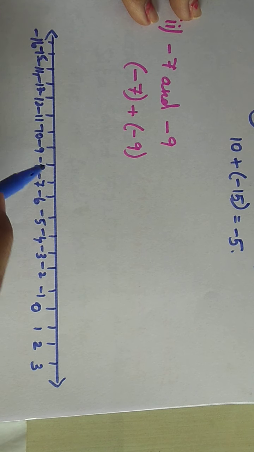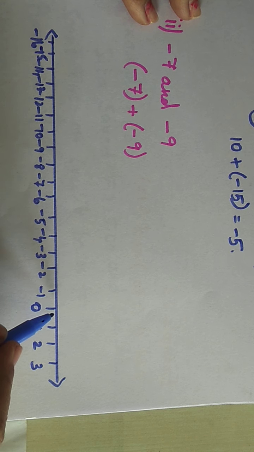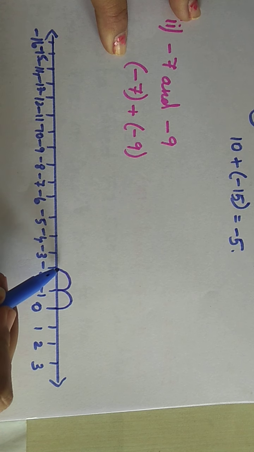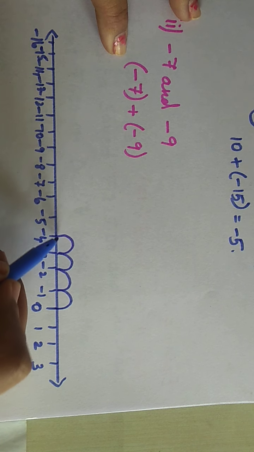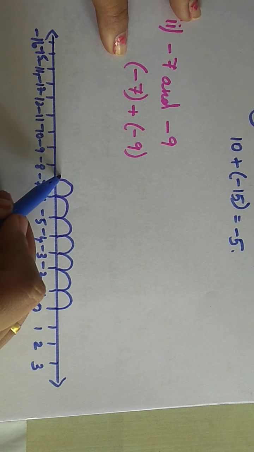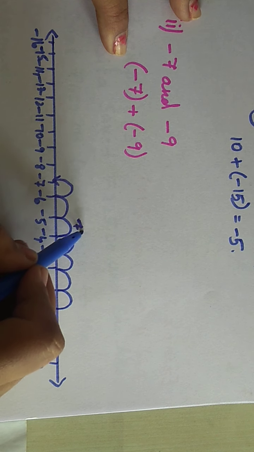Okay, now we have to subtract. From 0 we have to go minus 7. So here it is 0, we have to subtract 7 units, means 1, 2, 3, 4, 5, 6 and 7. Now we have subtracted 7 units.